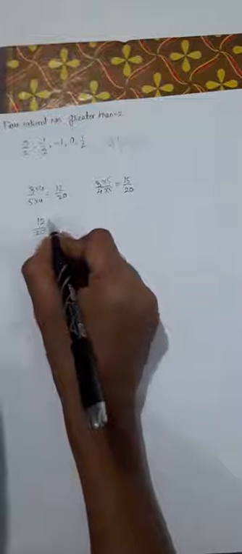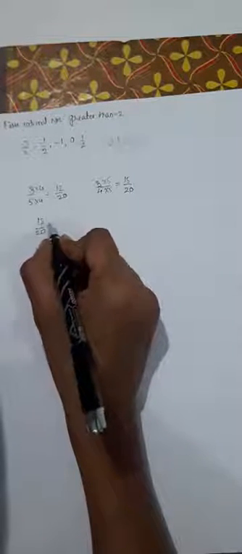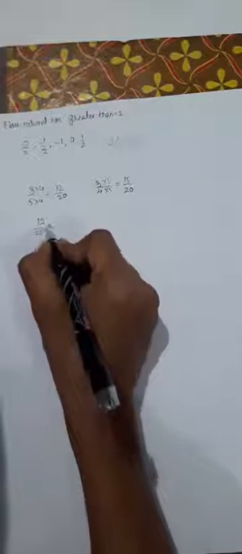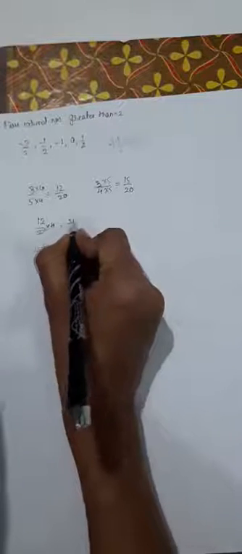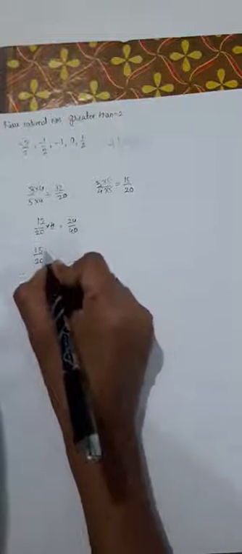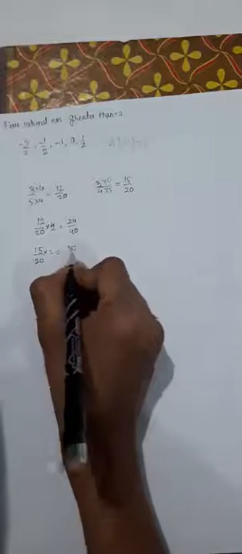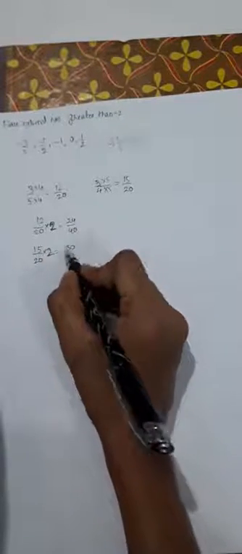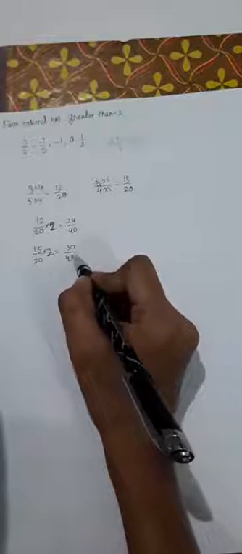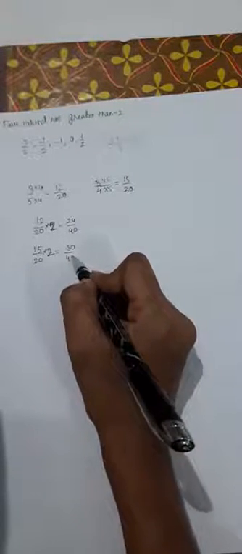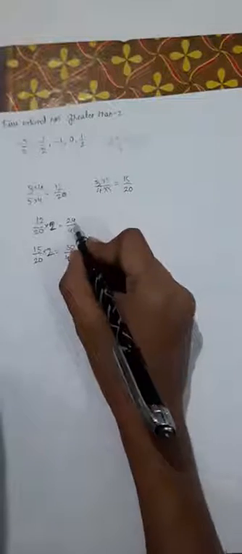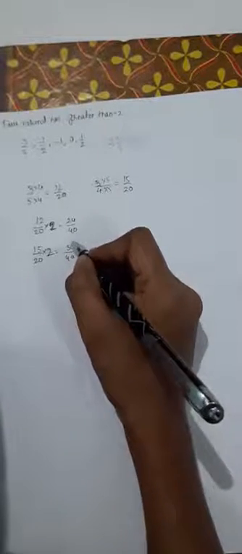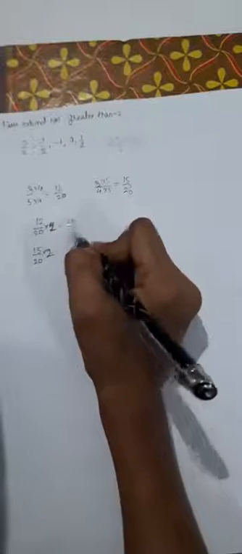When you multiply, 12 twos are 24 divided by 40. Here 30 divided by 40. When you multiply numerator and denominator, you are going to get 24 by 40 and 30 by 40. So again it is smaller because we are going to get only 6 numbers in between. Here we got only 3 numbers. Here we got only 6 numbers.